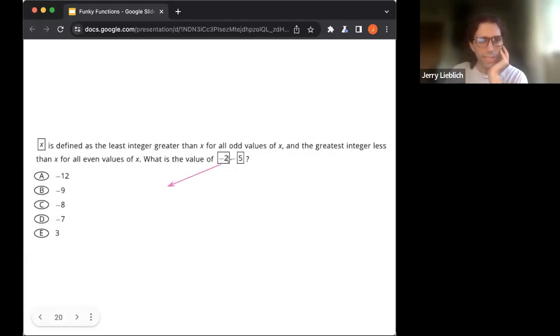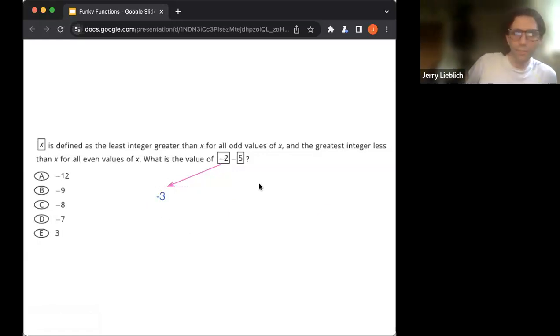Box negative 2, well, so 2 is an even number. So for even values of X, it's the greatest integer less than X. All right, so what's the greatest integer less than negative 2? That's going to be negative 3. Greatest integer less than is just a way of saying subtract 1 from it, right? What's the next one down? And then for box 5, this is odd. It's the least integer greater than X. So what's the next integer after 5? 6. Negative 3 minus 6, excuse me, equals negative 9, which is our answer.